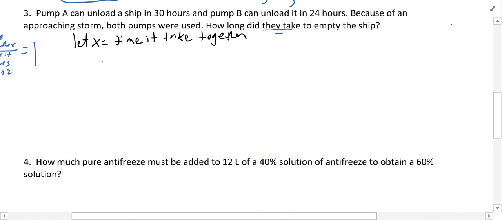So we don't know the time it takes them together, so that's X, over how long it takes pump A, well, we knew that was 30, plus the time it takes pump B, we don't know that, so that's X, over how long does it take pump B, 24, because remember, this is person 2 or thing 2, and together they are doing one job.